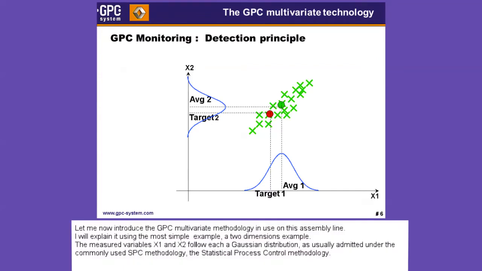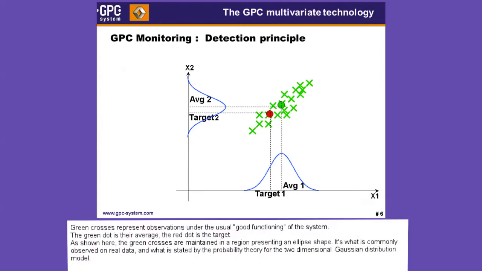Let me now introduce the GPC multivariate methodology, in use on this assembly line. I will explain it using the simplest example, a two-dimensional example. The measured variables x1 and x2 each follow a Gaussian distribution, as is usually admitted under the commonly used SPC methodology, the statistical process control methodology.